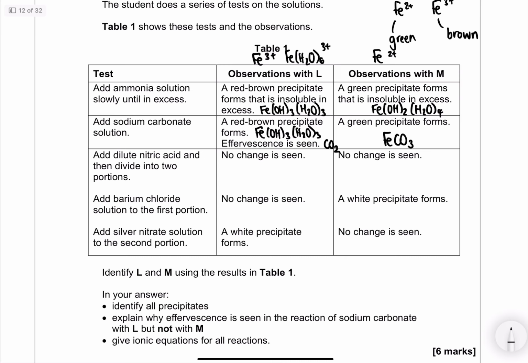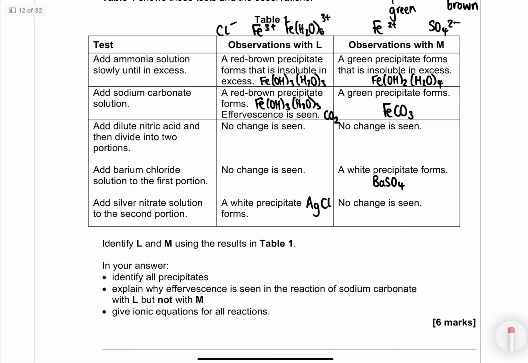When we're adding nitric acid and dividing it into 2 portions, nothing is happening, but then when we add barium chloride, we're getting a white precipitate of barium sulfate. That tells us that M has got sulfate ions in it as well, so it's iron sulfate. Here, when we add silver nitrate, we're getting a white precipitate, which tells us we've got chloride ions. So we've got chloride ions in here because we're getting AgCl as our white precipitate.